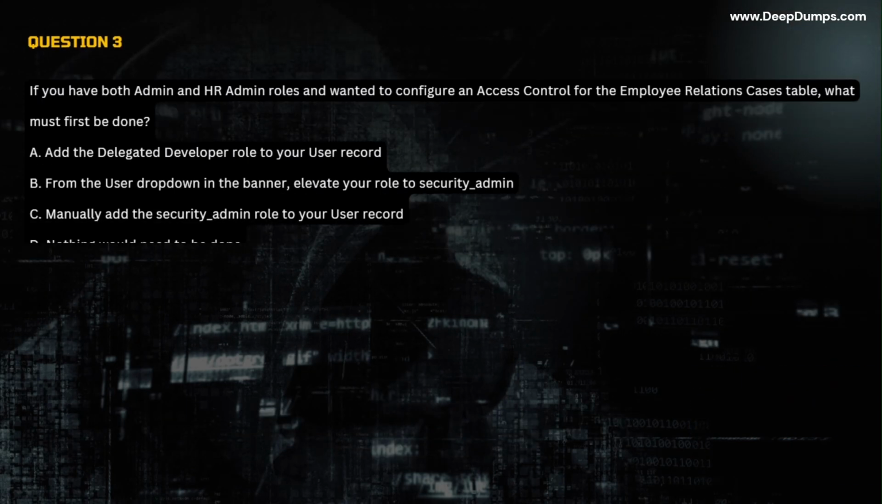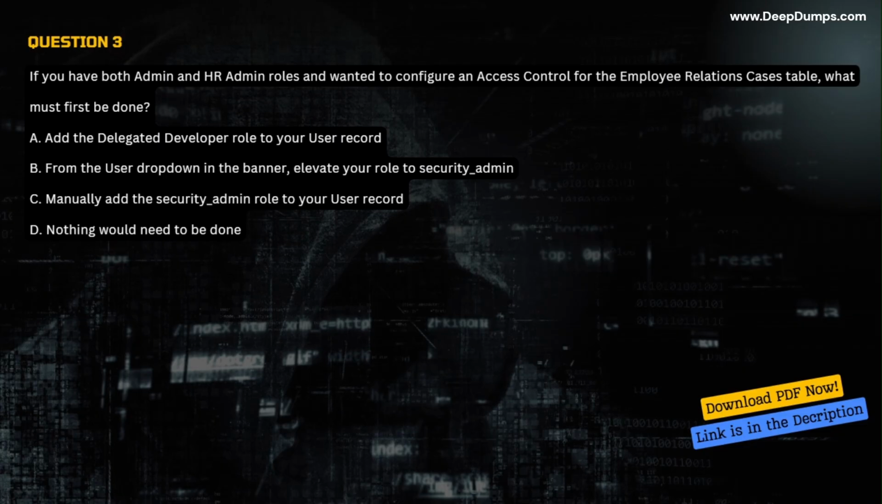Question 3. If you have both admin and HR admin roles and wanted to configure an access control for the Employee Relations Cases table, what must first be done? A. Add the delegated developer role to your user record. B. From the user drop-down in the banner, elevate your role to security_admin. C. Manually add the security_admin role to your user record. D. Nothing would need to be done.